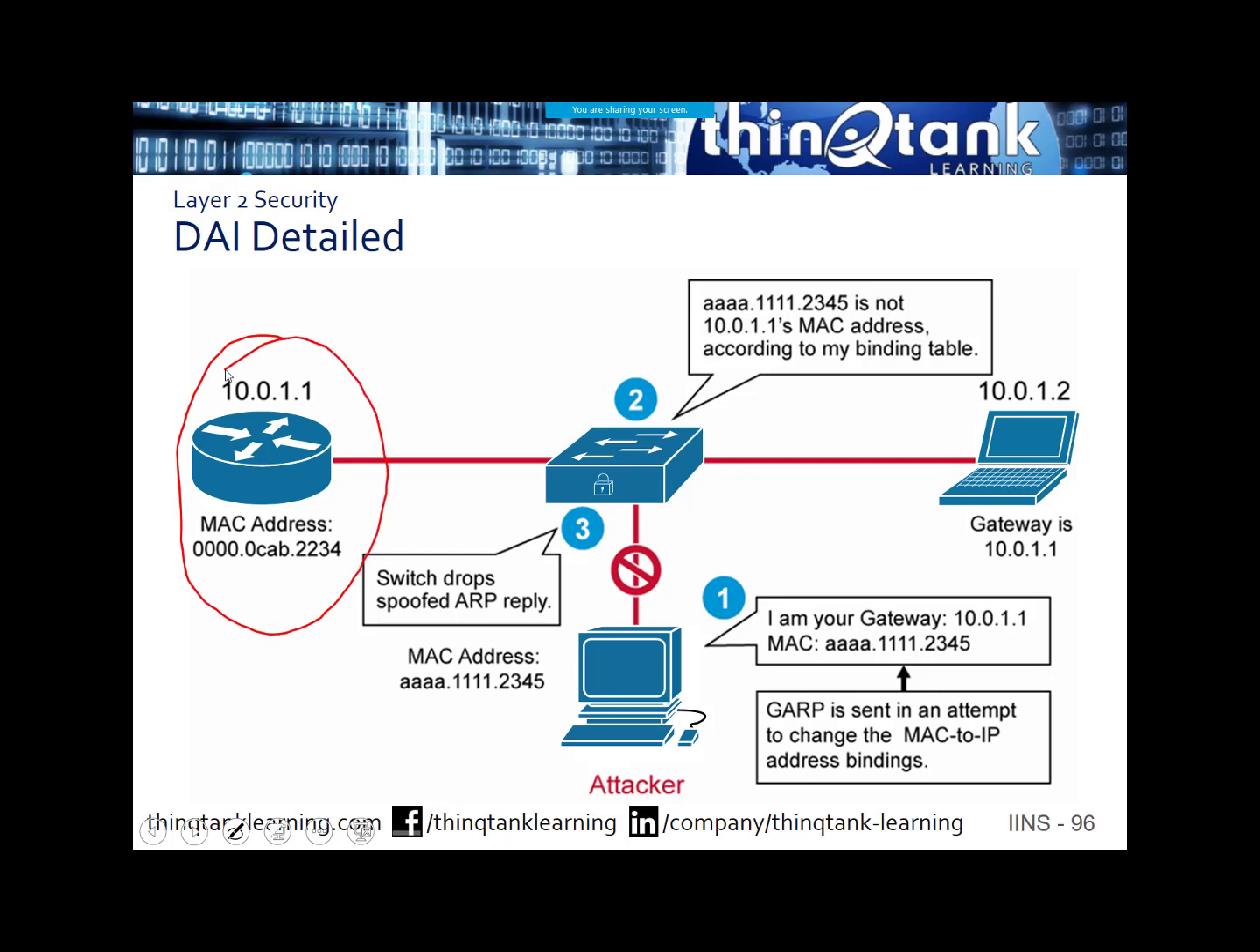Would I have a binding for that router in the database, though? Most likely not. You guys agree with that? Routers don't usually run DHCP on the interface. They're usually running static IP addresses. So I wouldn't necessarily have a binding in the database for that. What I would have to do is go create a static binding in that database. And you can actually create static entries in your database.